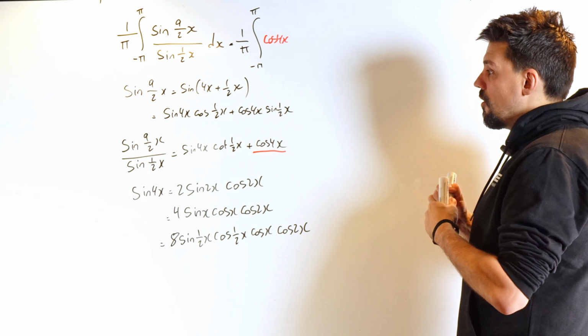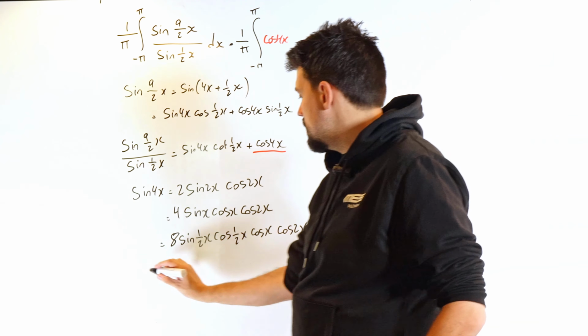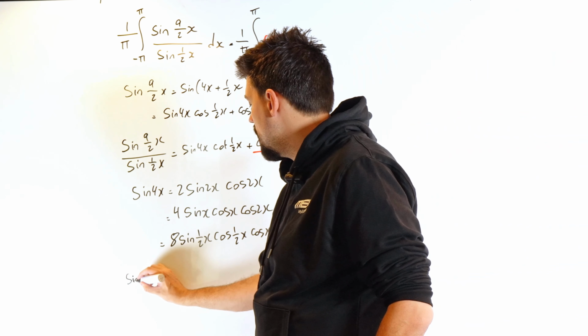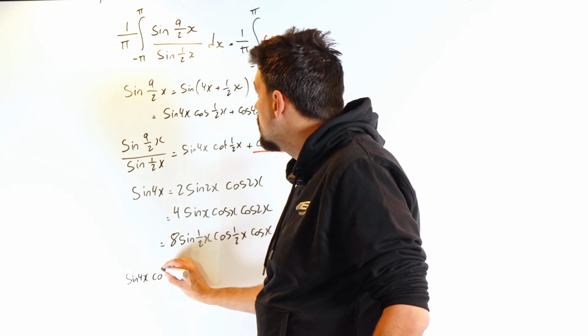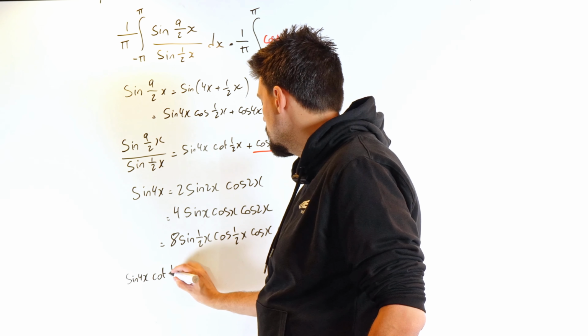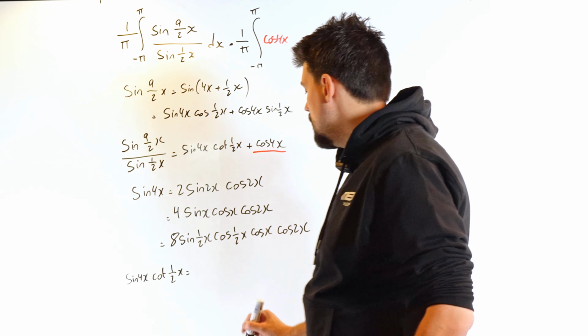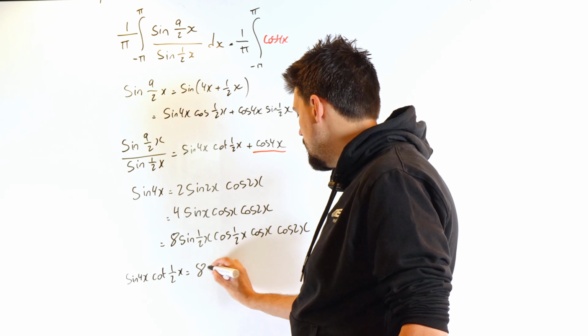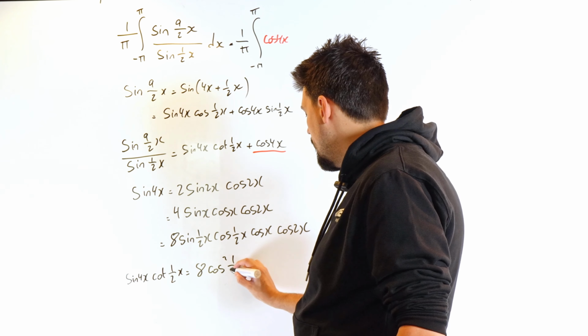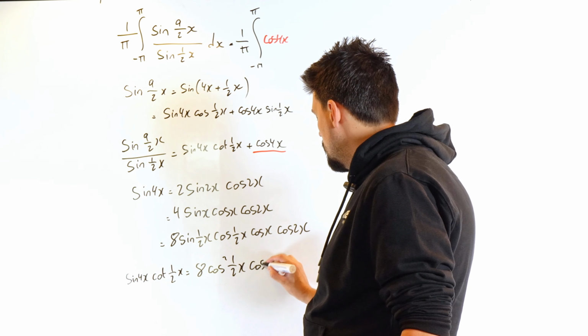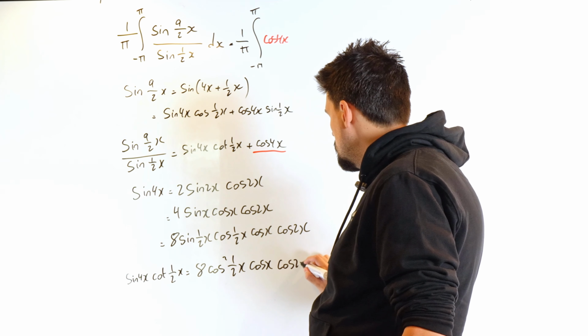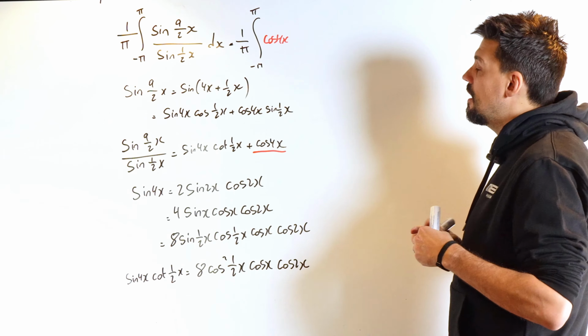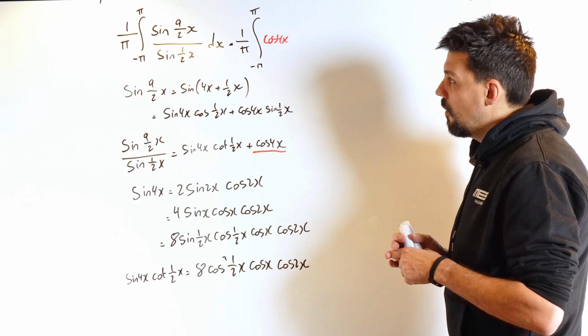All right, so this tells me, of course, that sine 4x cot half x is this divided by sine times cos. So we end up with 8 cos squared a half x cos x cos 2x. And believe me when I tell you, this is going to get weird.